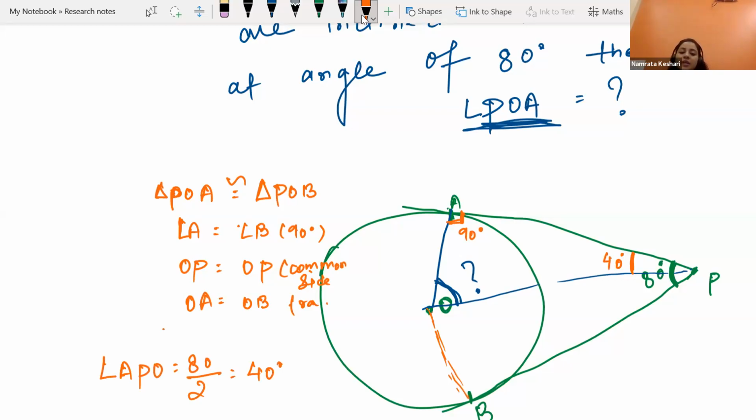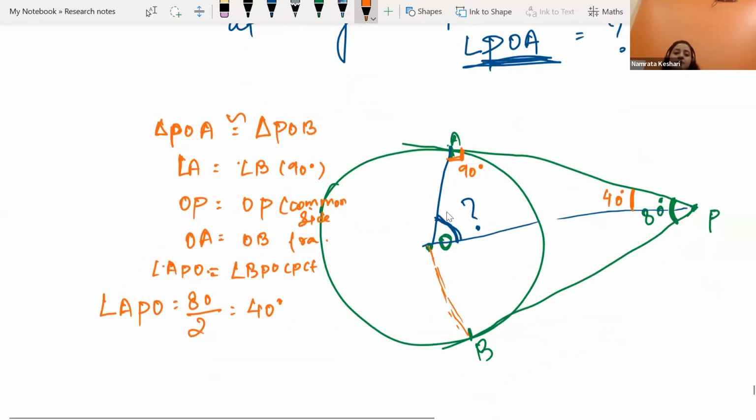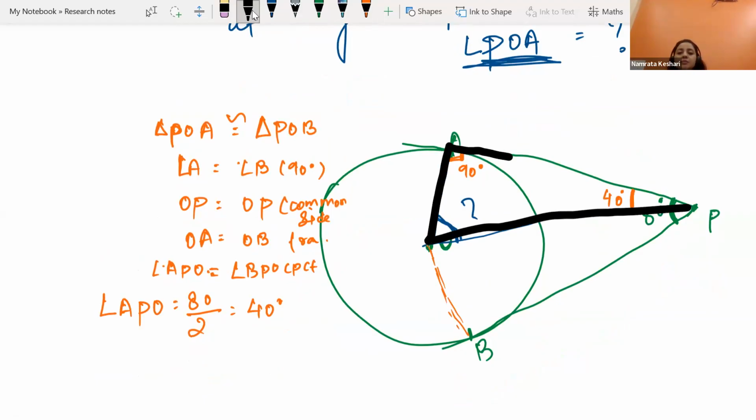Here you must write it by CPCT. These two angles are the same, that is angle APO and angle BPO. These two are same by CPCT. Everyone getting what I am writing over here? Now you can focus on this triangle and easily you will be able to find this angle O. Please find it and tell me by angle sum property what is this angle O.